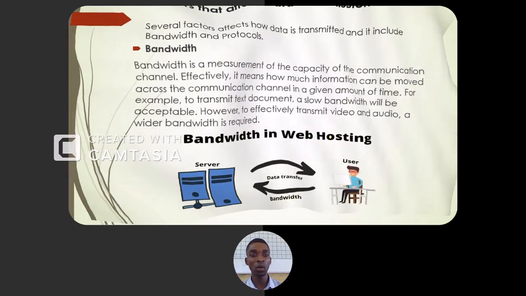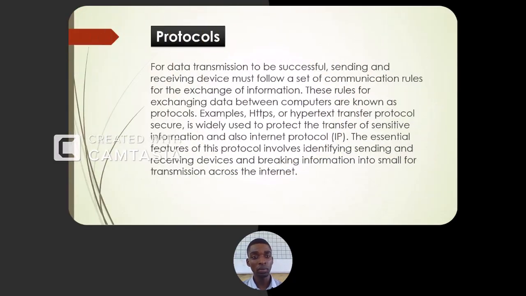Let's move on to the second one, which is protocol. For data transmission to be successful, the sending and receiving devices must follow a set of communication rules for the exchange of information. These rules for exchanging data between computers are known as what? Protocols. So protocol means the rules for exchanging data between computers.